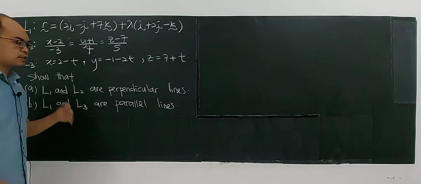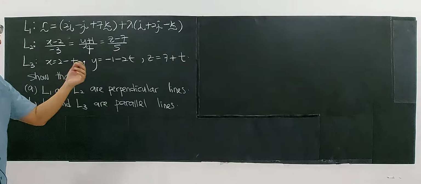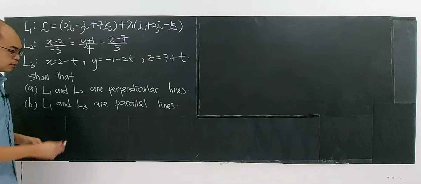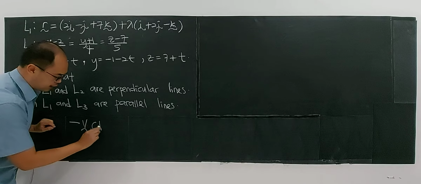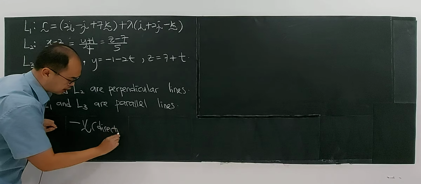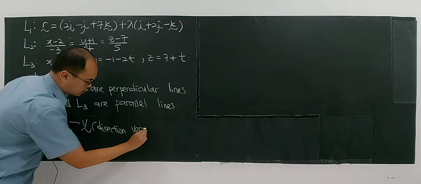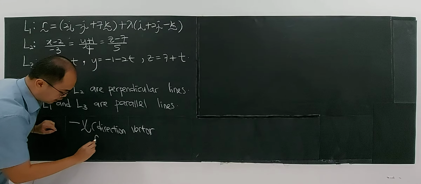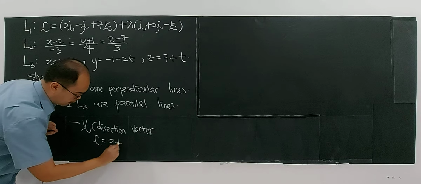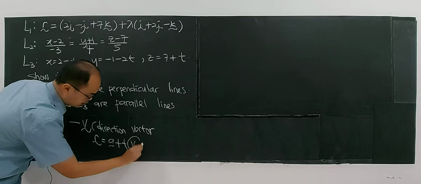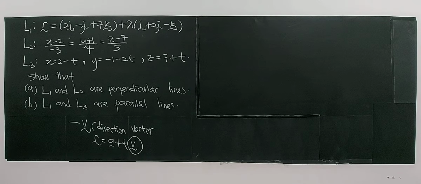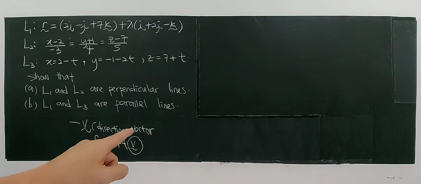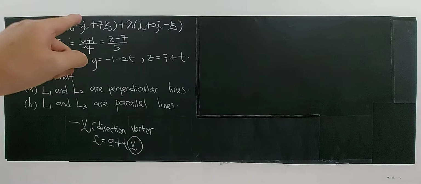To show whether something is perpendicular or parallel, we usually use the direction vector. We need to identify the direction vector of the line. The direction vector here refers to r equals a plus tv, because the direction tells you whether the two lines are perpendicular or parallel. The important thing is you must get the direction vector from the line.